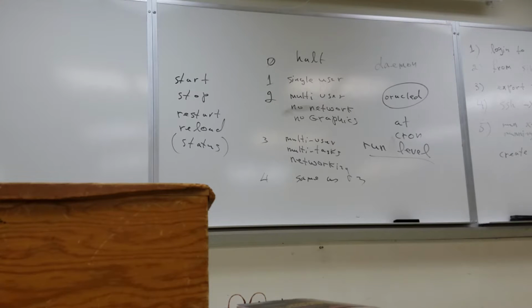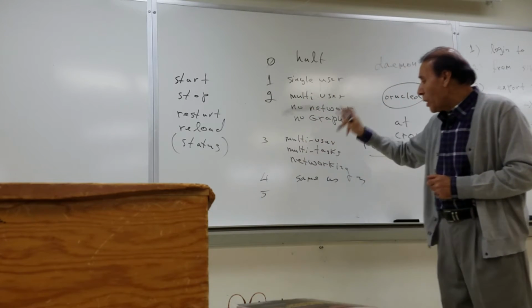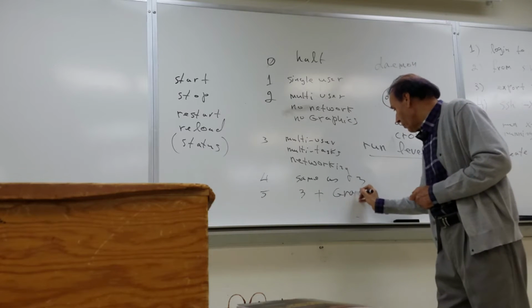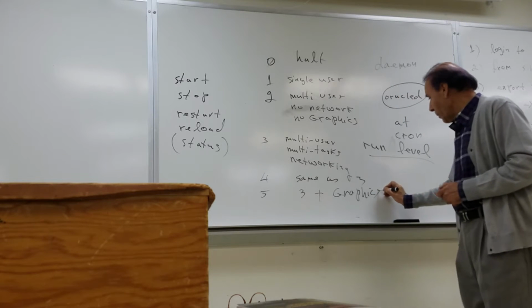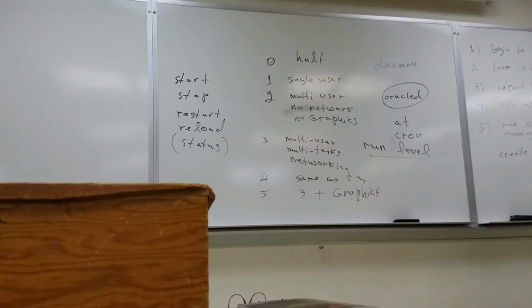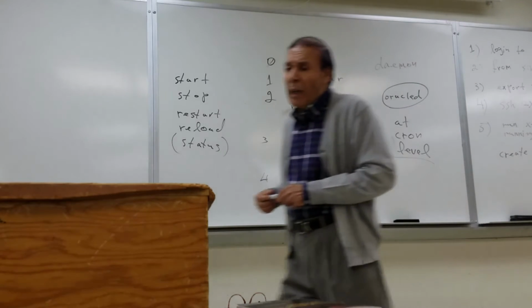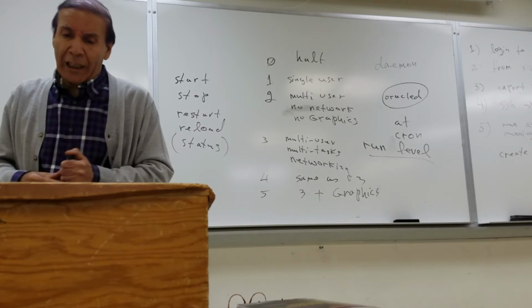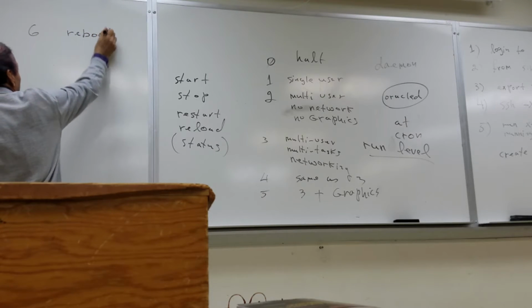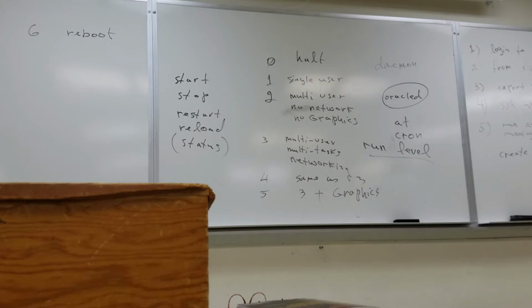Run level 5 is the same as run level 3 plus graphics. This is the run level that almost all of our laptops use, with graphics. Run level 6 is reboot. If you put the system in run level 6, immediately you're going to reboot the machine.